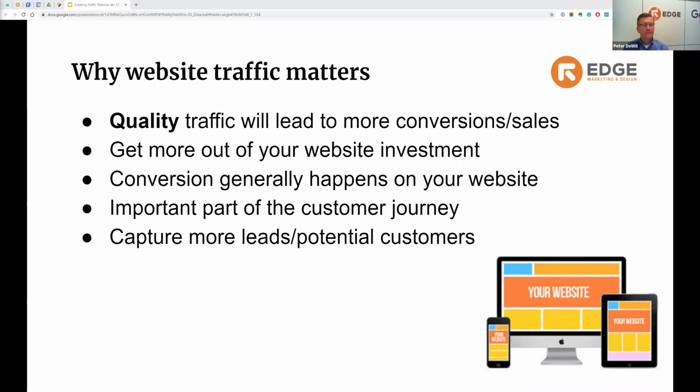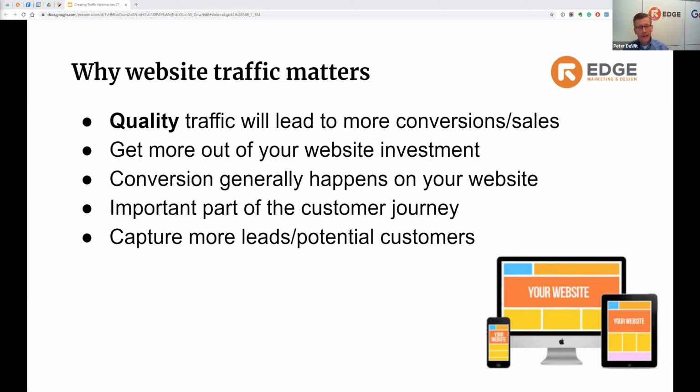So the other thing is conversions. A lot of traffic may come through search or social media platforms, but the reality is that the conversion still happens generally on the website in most cases. So that's why it's important to direct people to that website. It's also an important part of the customer journey because different people will have different purposes when they visit your site. So we want to make sure that we have the right information on there, and again, make it easier for them to find you and then find out what you're all about.